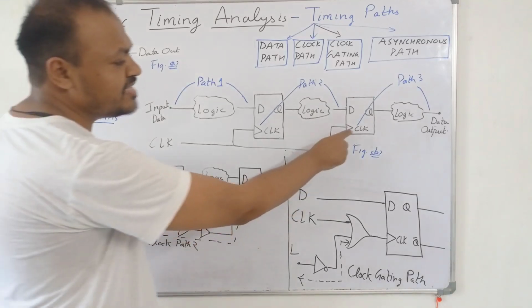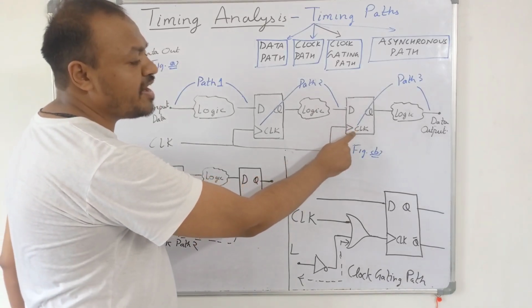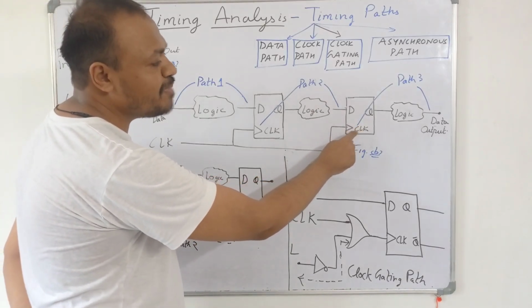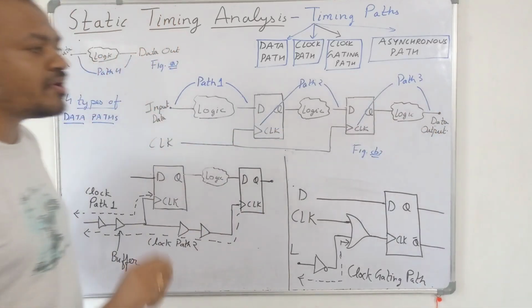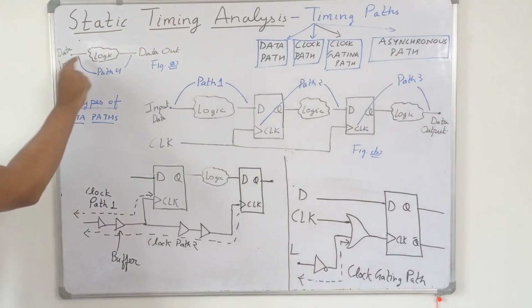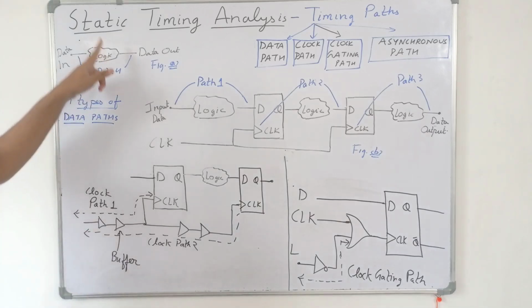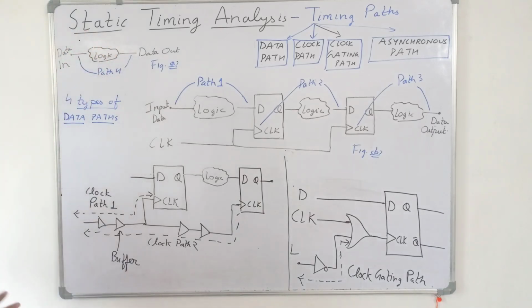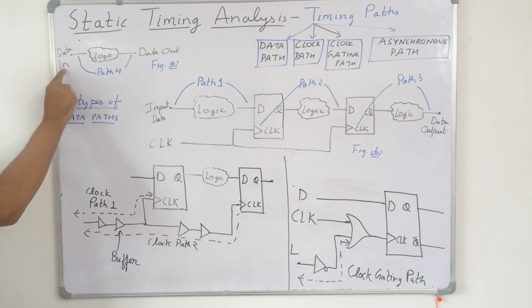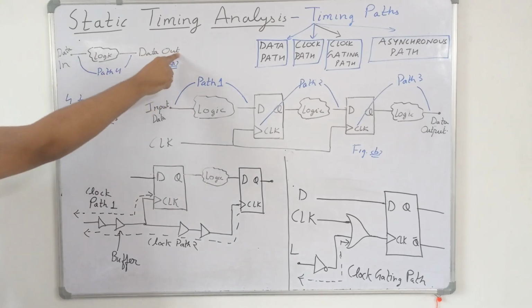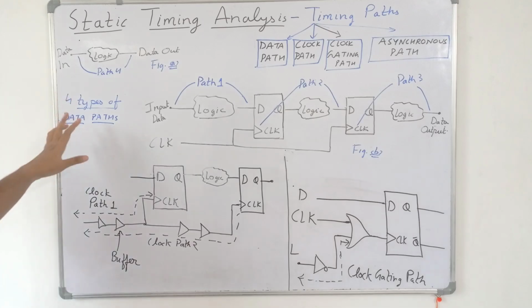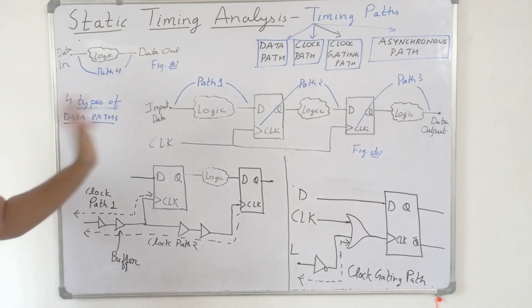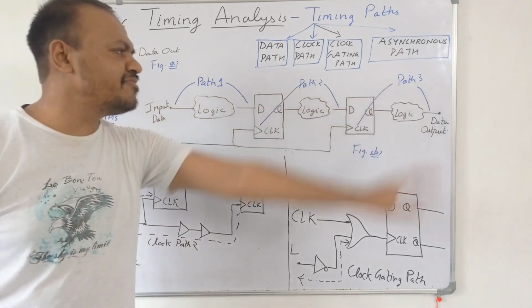So again here you can see, the start point is the clock pin of the flip-flop and the end point is the output port of the design. Then here we have path 4. This is a simple design. Here we do not have any flip-flop. So this is the input port of the design and the output port of the design. So this is also a path. So we can have four types of data paths. All these four types are defined here.